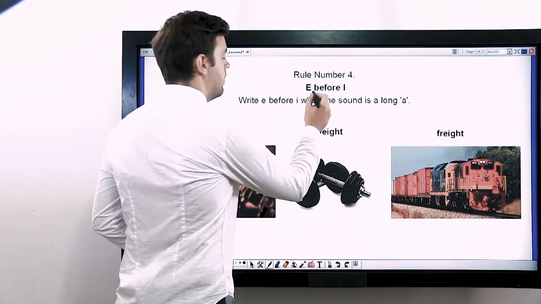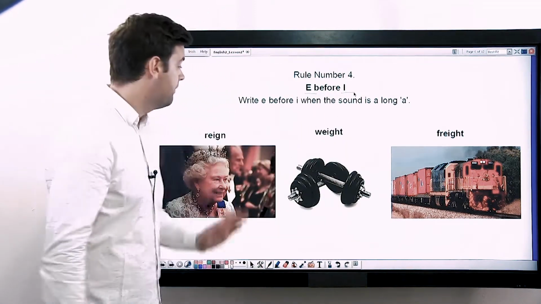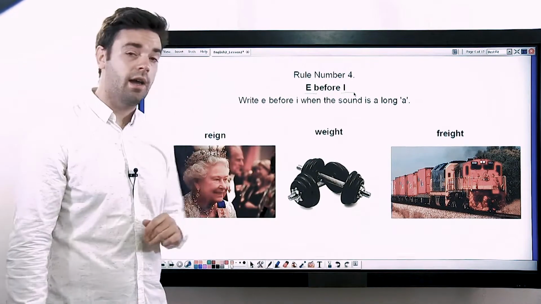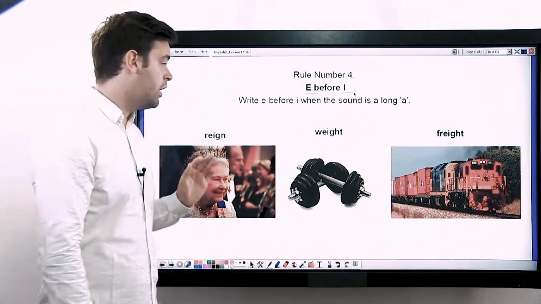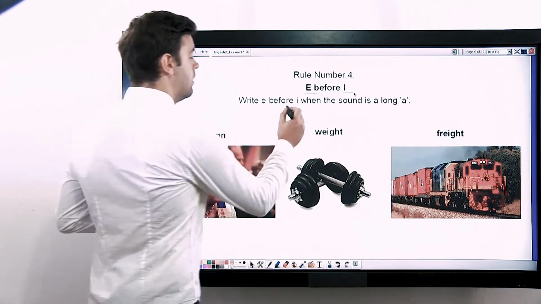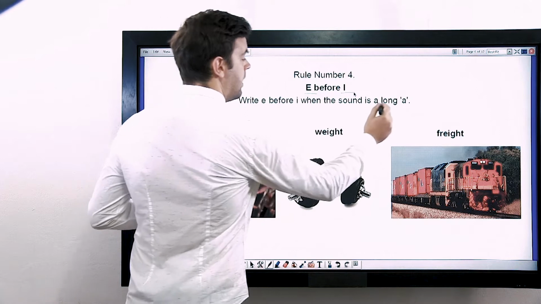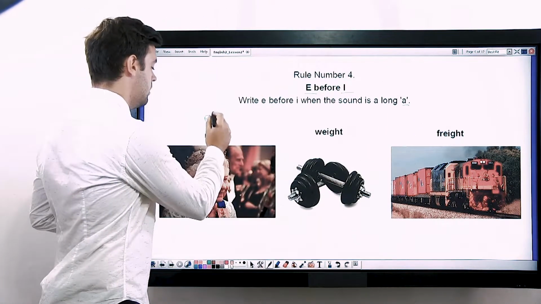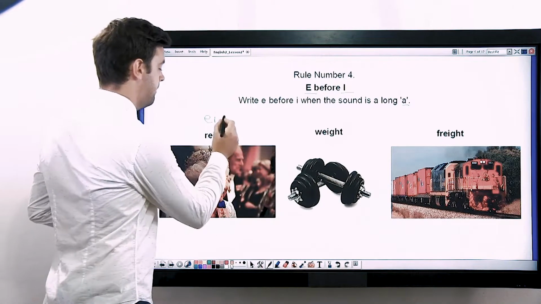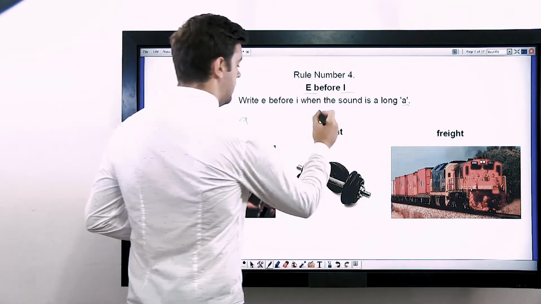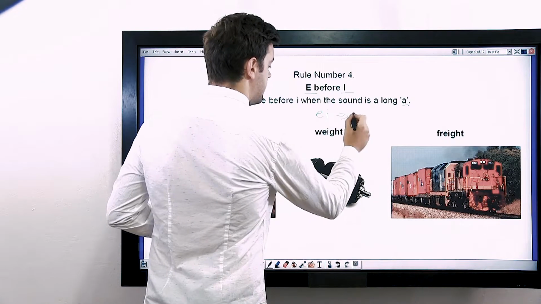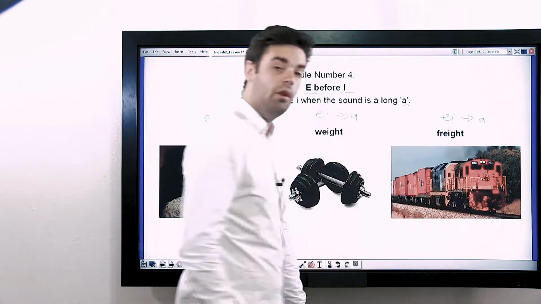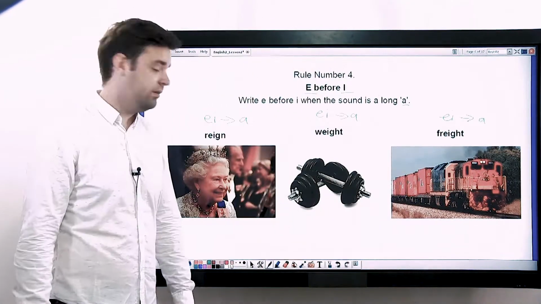E before I. So this is rule number 4. Again, it's not normally E before I, because it's only when the sound is a long A. So E and I make an A sound. It's not that common, but it can trick you sometimes.